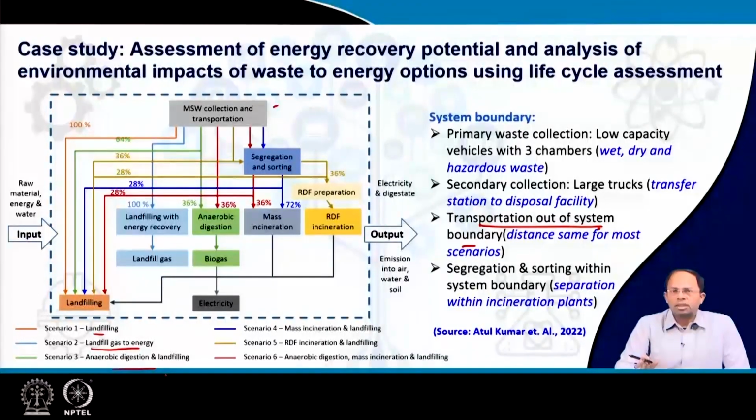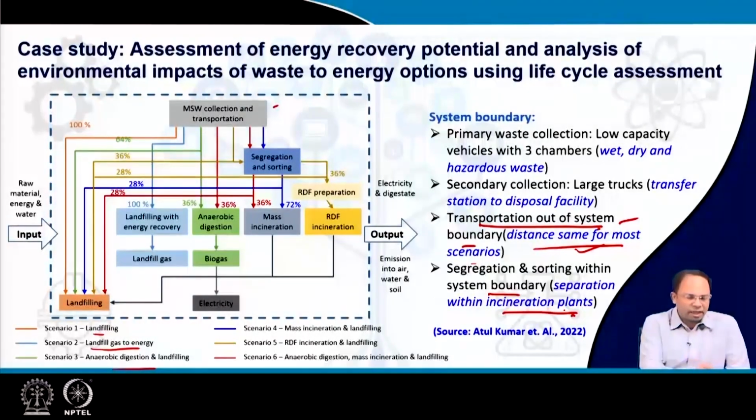But in this particular study, it is assumed that all these facilities are nearby, so we can ignore the transportation cost. But in real life, definitely this will play a large role. So in my system boundary of this study, transportation cost is not considered. What we are considering is segregation and sorting within the different incineration plants. That means segregation and sorting is not done separately outside, but inside the plant we are assuming that segregation and sorting facilities are available, and that would be taken care of.